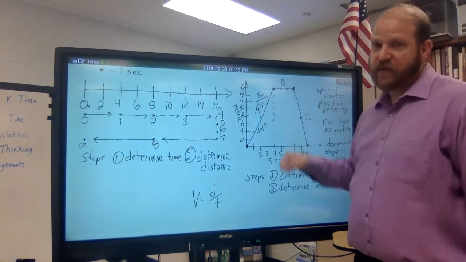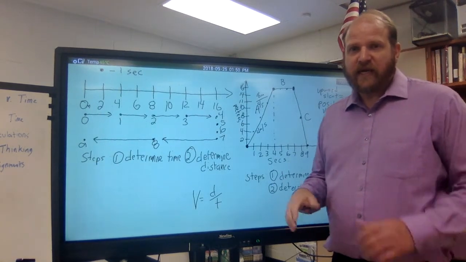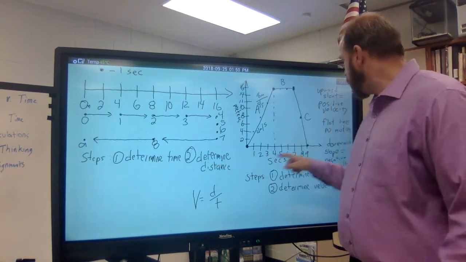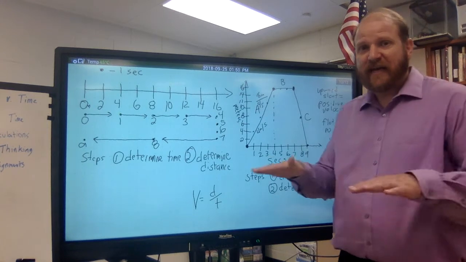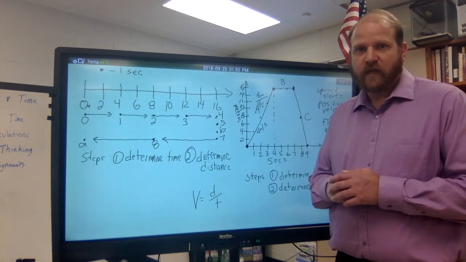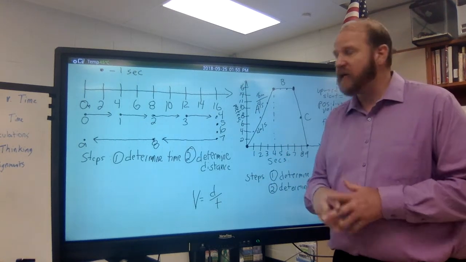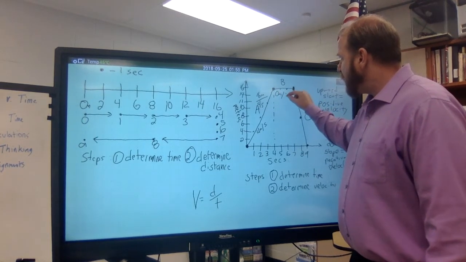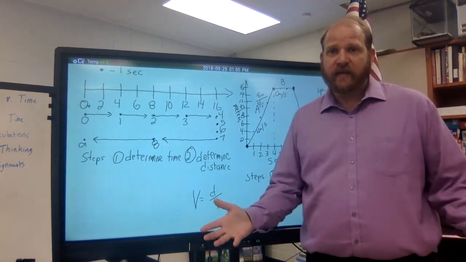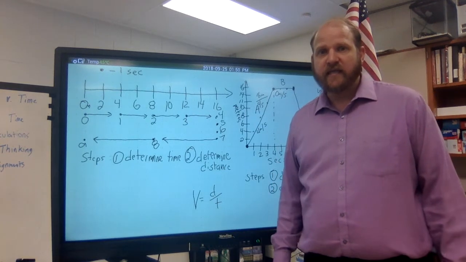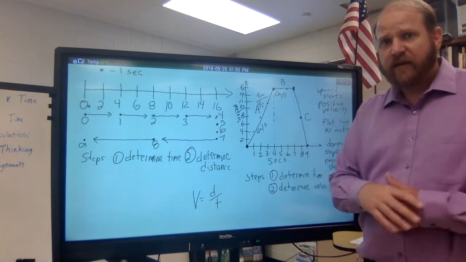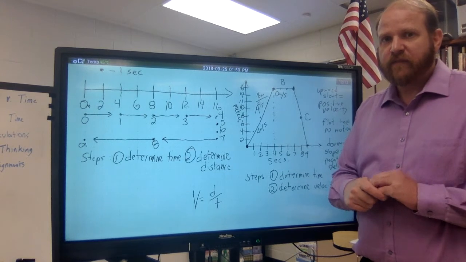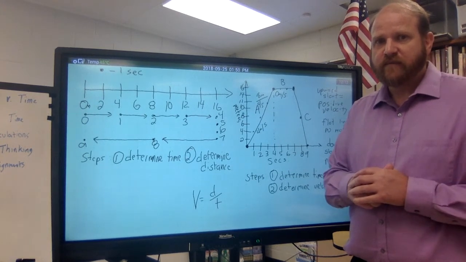Segment B is super easy, because anytime the line is horizontal or flat, there is no motion. If there's no motion, that means the velocity is 0 meters per second. I don't have to do any calculations. I could, but I'm going to save myself that time and say a flat line on a position versus time graph means it's going 0 meters per second.